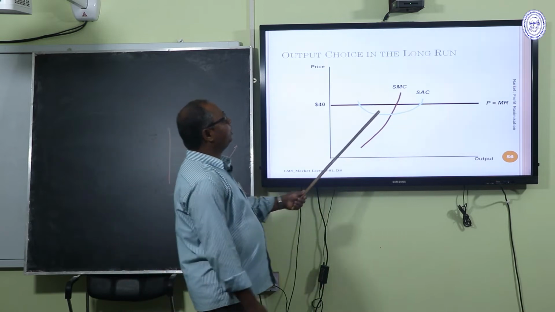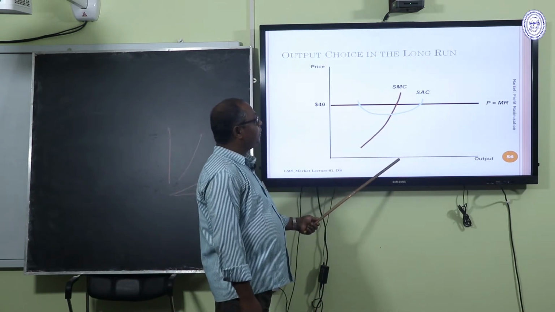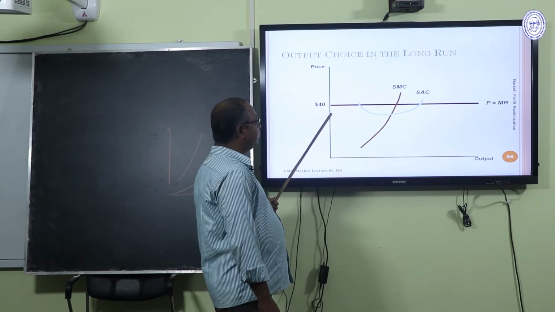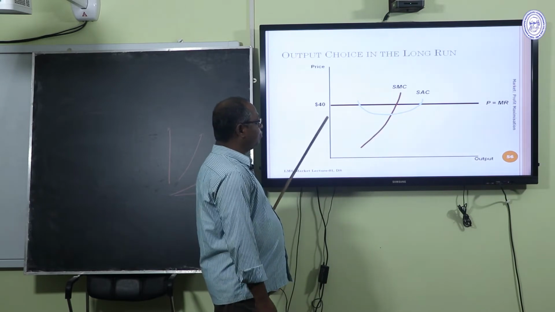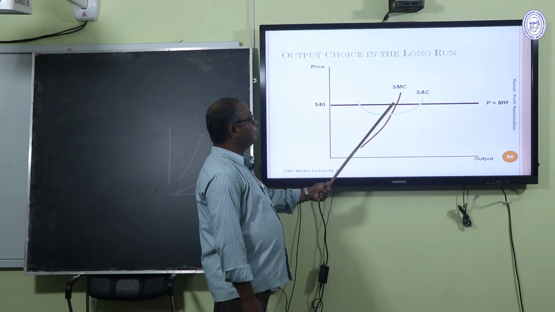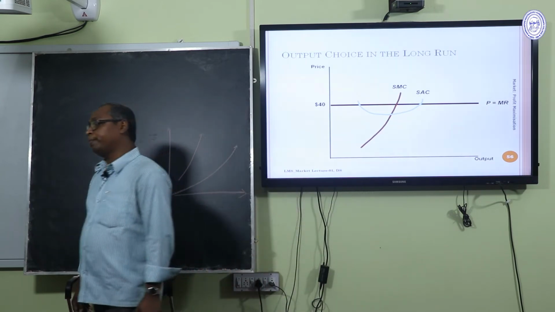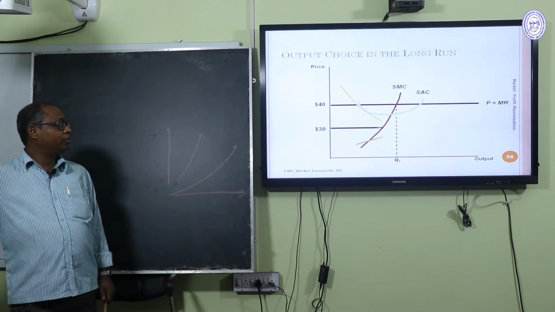Then the firm will incur supernormal profit, as at the output level MR equals MC, and this is the cost line, this is average cost. Average cost into output is total cost. So this is the amount of net profit, supernormal profit, earned by the firm. And so this is the output level.